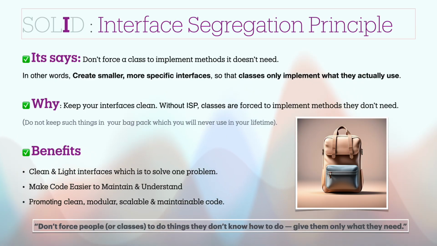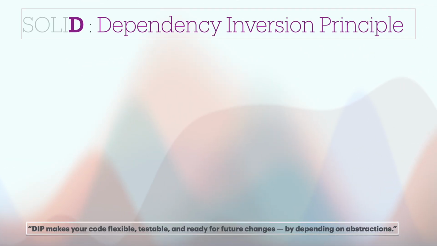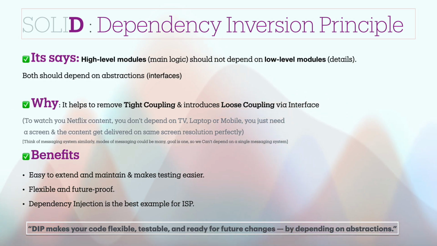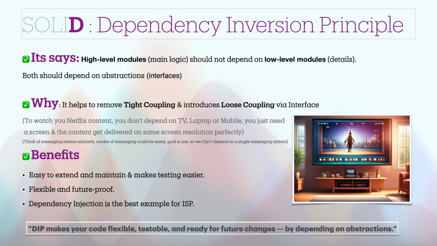Now let's talk about the last, the dependency inversion principle. It says high-level modules should not depend on low-level modules, but should depend on abstractions. Why? It helps to remove tight coupling and introduces loose coupling via interfaces. Think of your Netflix content. You don't depend on a TV, laptop, or mobile phone to watch a movie. You just need a screen and the content gets delivered on the same screen resolution perfectly. You cannot depend on a single device screen here, like TV or laptop.